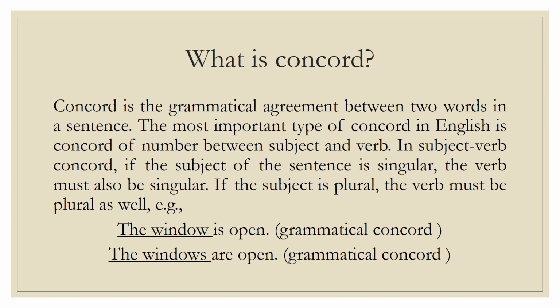Also, I have to change the form of the verb to reflect the idea that the subject is plural. So the correct form of the verb here is what? Are. So the windows are open is the correct form. This is, as we said, a very simple explanation of what concord is, specifically if we are talking about concord of number between the subject and the verb. Which type of concord is it called? It is called the grammatical concord.